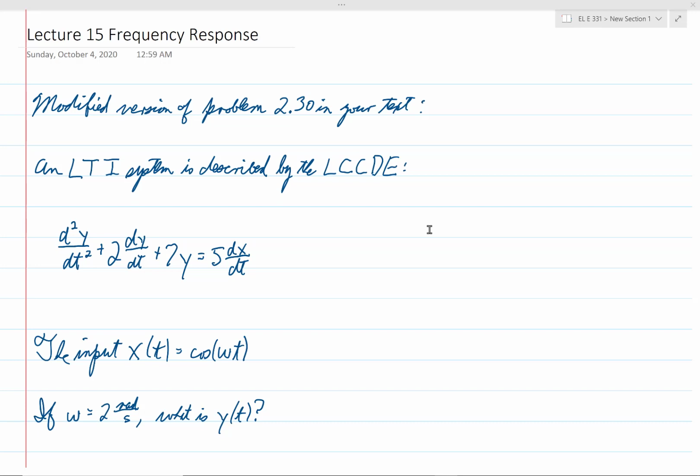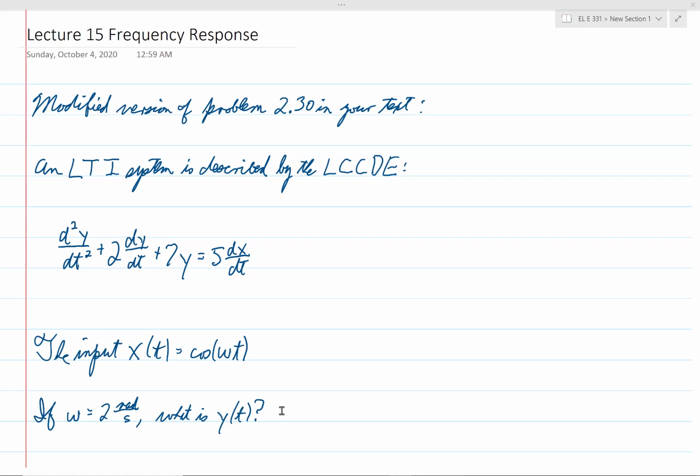complete in this lecture. So what we talked about in lecture 14 was that we have an LTI system that's described by this linear differential equation with constant coefficients given right here. And we were told that we have the input x of t, which is equal to cosine of omega t. We wanted to find what the output would be if the value of omega is 2 radians per second.